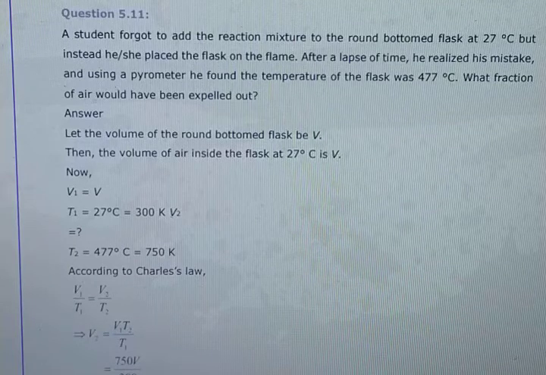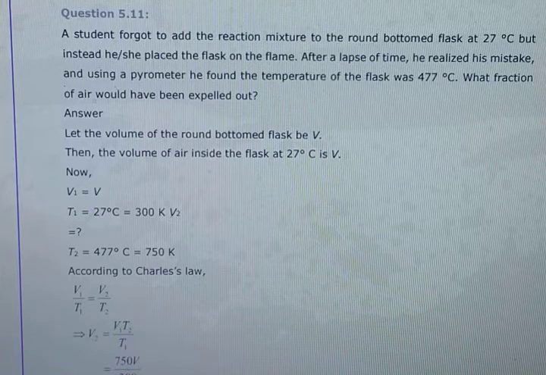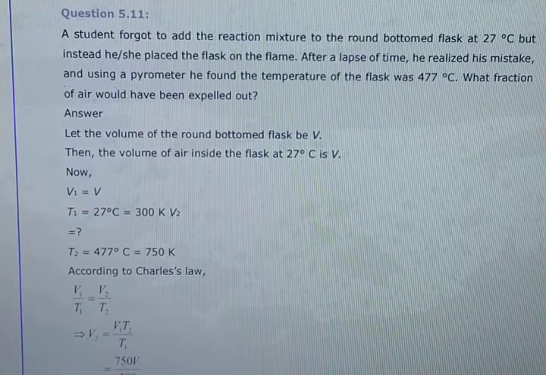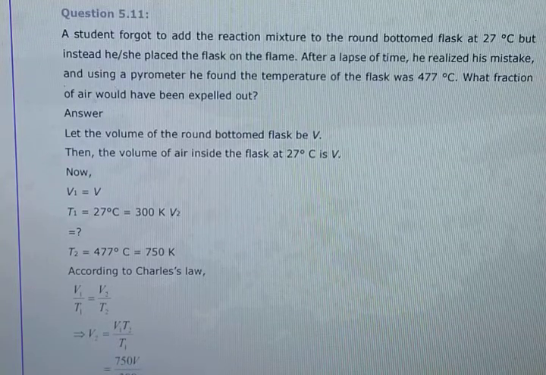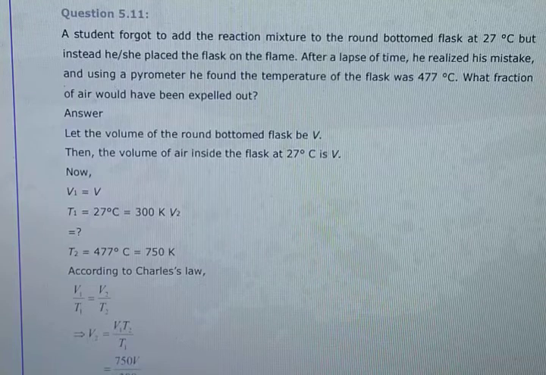A student forgot to add the reaction mixture to the round bottom flask at 27 degrees Celsius, but instead he or she placed the flask on the flame. After a lapse of time, he realized his mistake, and using a pyrometer he found that the temperature of the flask was 477 degrees Celsius. What fraction of air would have been expelled out? The volume of the round bottom flask, let it be V. Then the volume of the air inside the flask at 27 degrees Celsius is V.